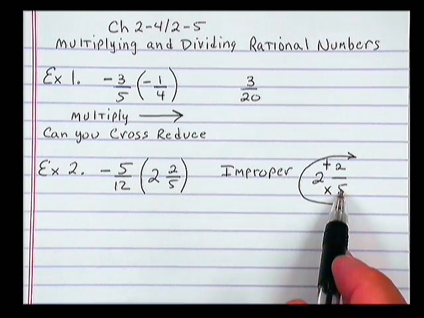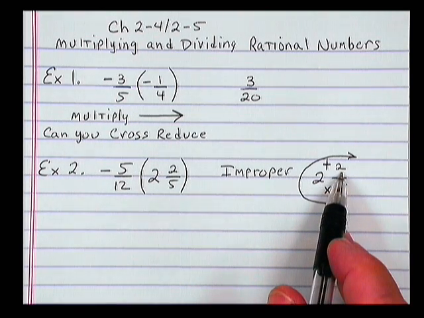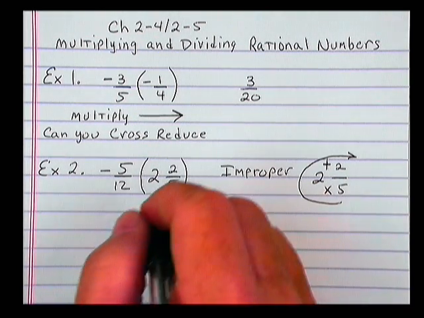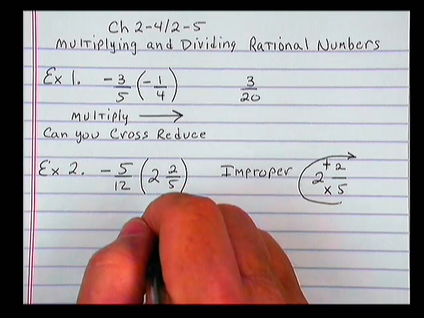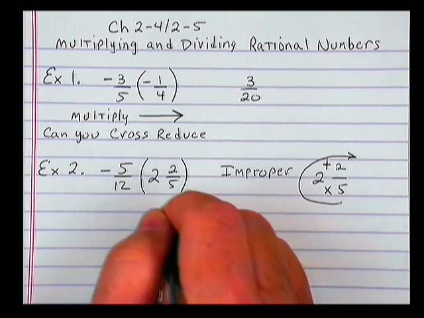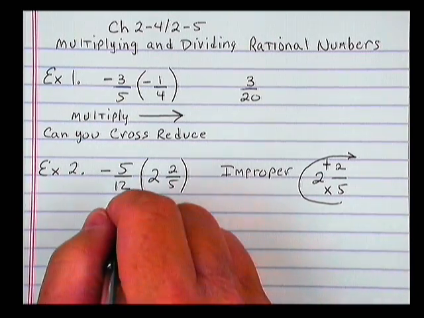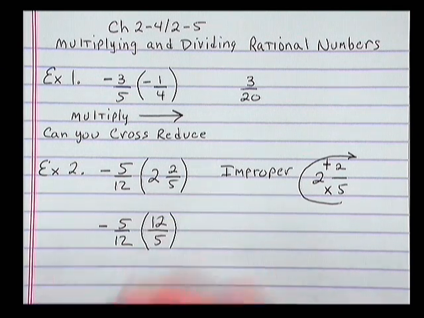So if I multiply 5 times 2, I get 10. 10 plus 2 is 12. So here I have 12/5. And I'm going to multiply that by -5/12.